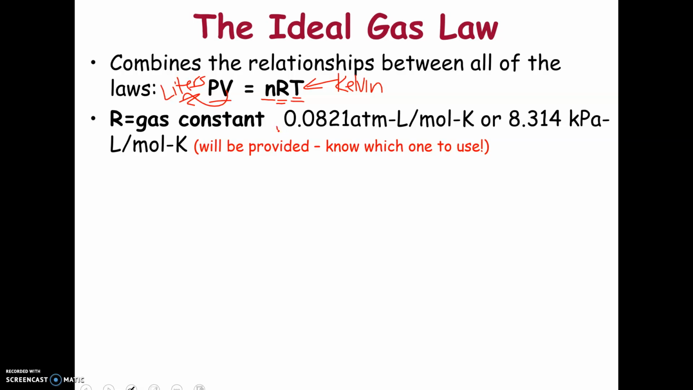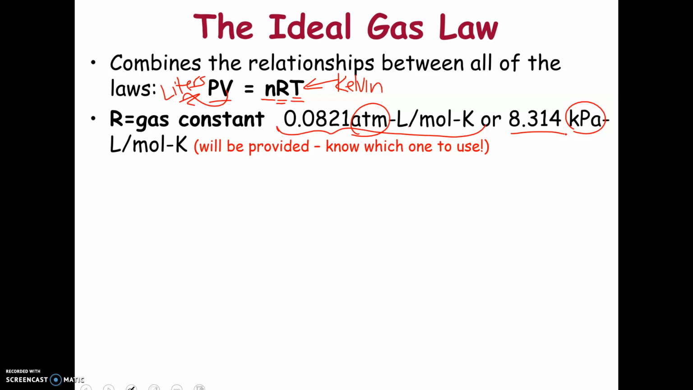They're really the same. If the pressure is given to you in atmospheres, you're going to use this one, 0.0821 atmosphere liters per mole Kelvin, which looks really complicated, but I'm going to show you in a second how all these units are going to cancel when you plug this in. If they gave you kilopascals, kPa, as the pressure, then that's when you're going to use the 8.314 kilopascals liters over moles K.